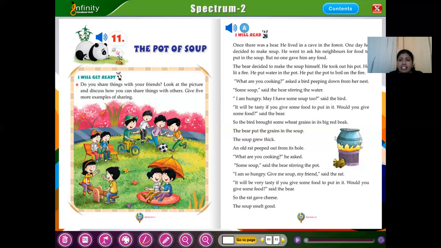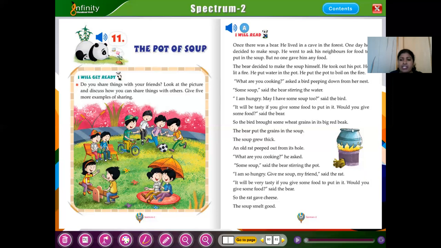He lit a fire. Just observe how the fire is burning. Okay. So he took out his pot and he lit a fire. He put water in the pot. In this, he has put the water. He put the pot to boil on the fire. Like this. So when the bear decided to make the soup himself, he took a pot and put that pot on a fire and he lit a fire, children. Then he also put some water in that pot. So he put the pot to boil on the fire, just like this.